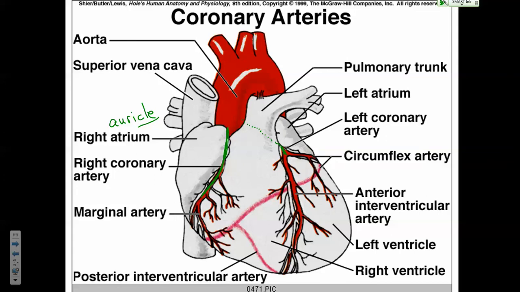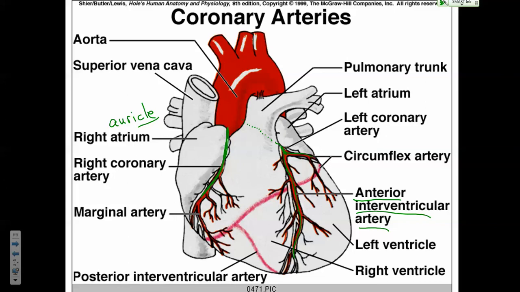Let's do the left one first. Okay, the left one, pretty much real soon, it's going to fork, and the 2 big branches are the one that goes in between the ventricles on the front of the heart. That's called the anterior interventricular artery. The name tells you where it is. So obviously, as it branches, that supplies all of the cells on the front of the ventricles. Okay, both left and right.